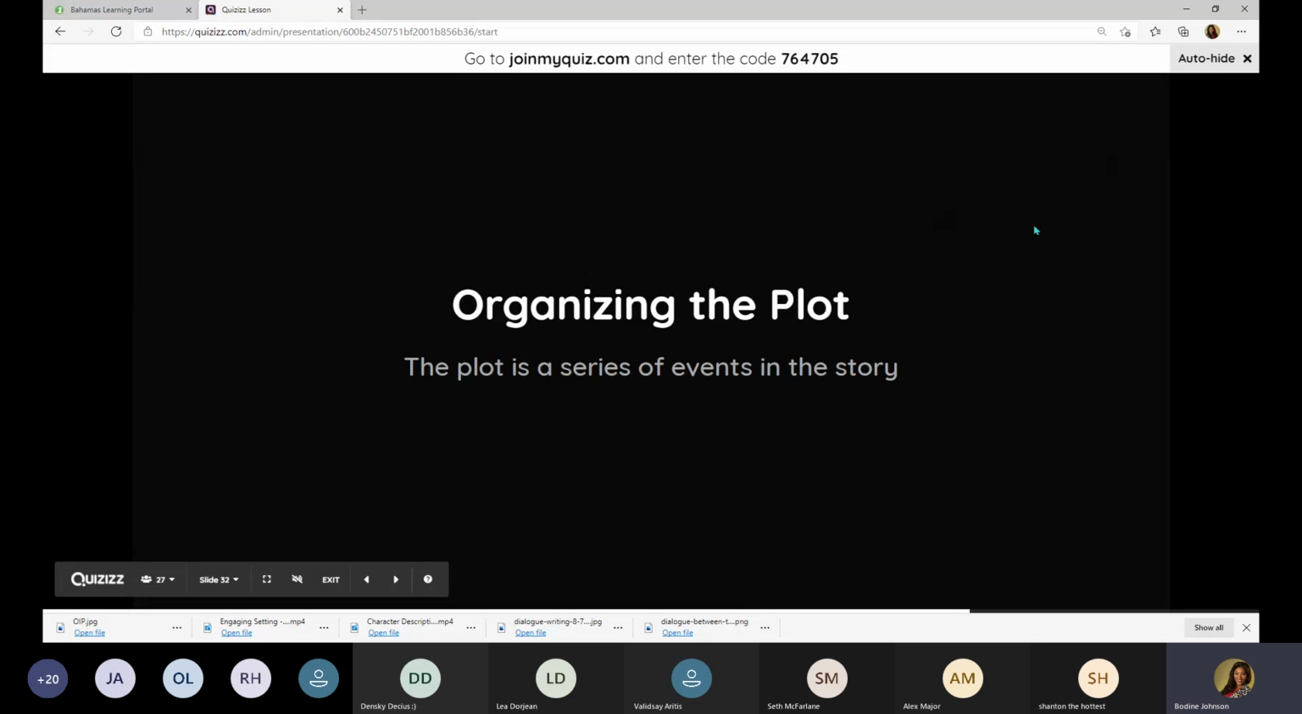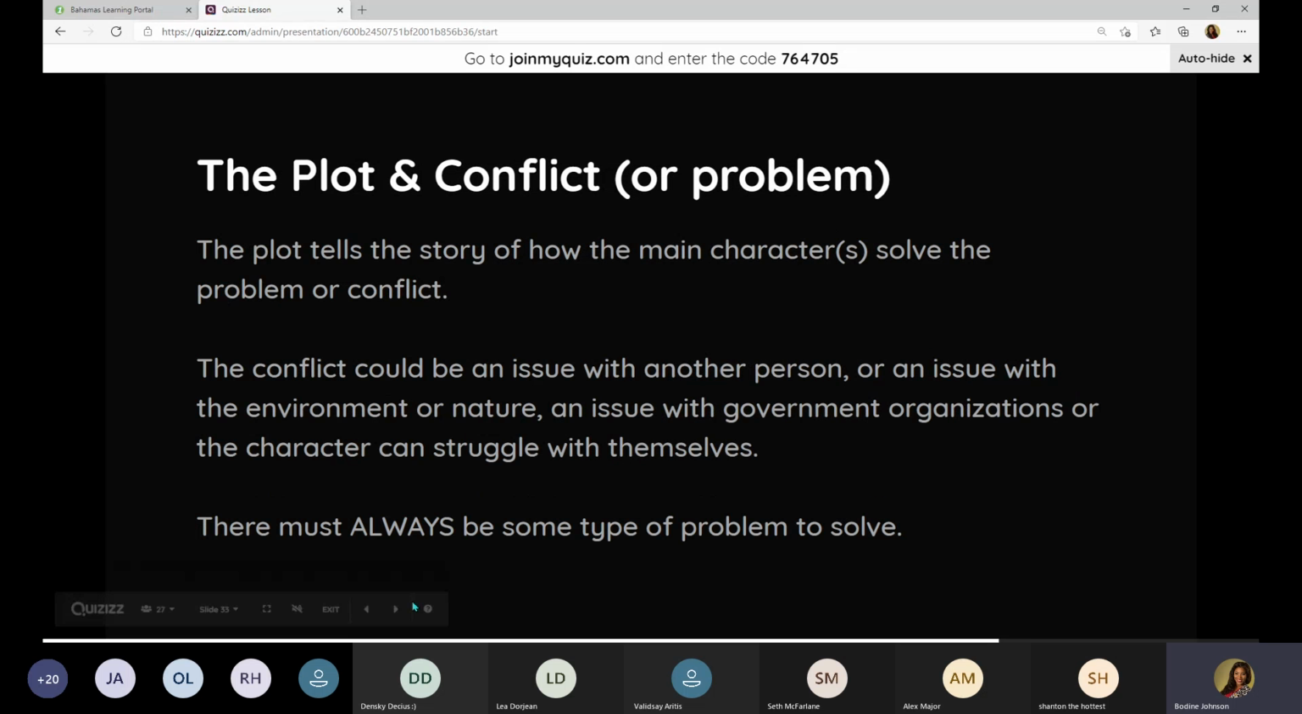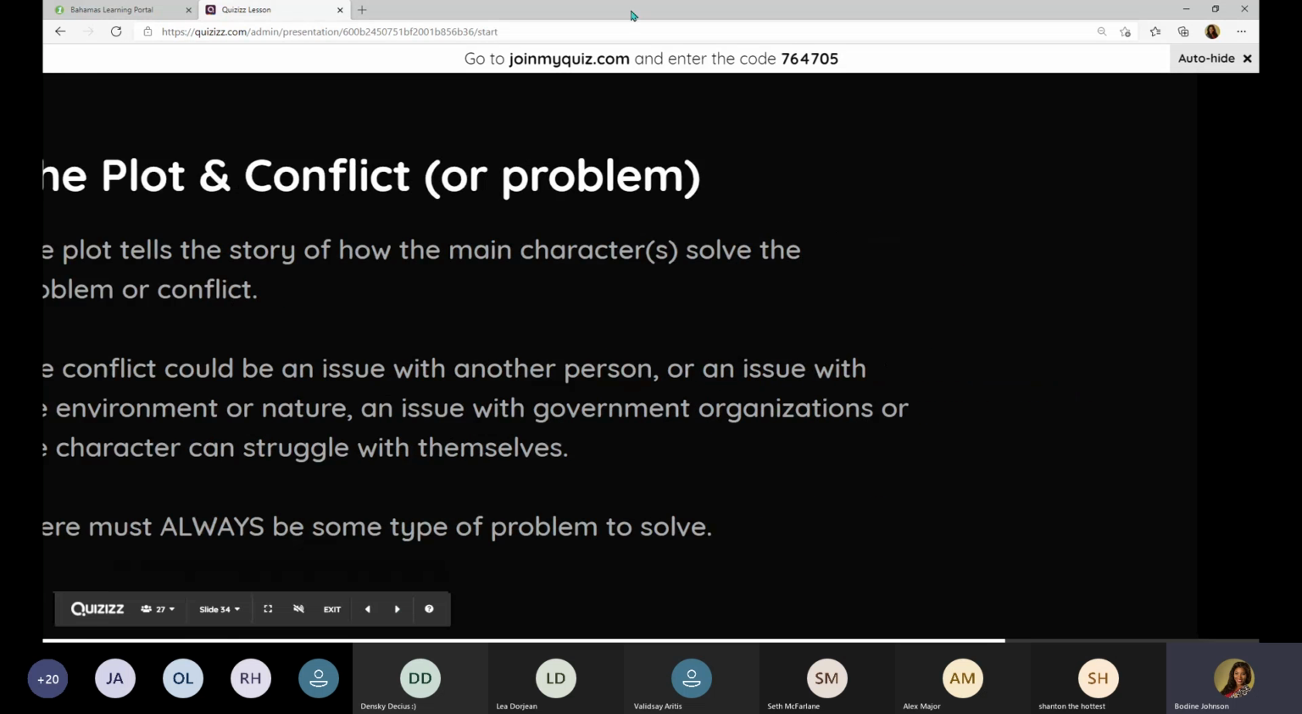Organizing the plot. Now, the plot is a series of events in the story. When we create the plot, it has to also have a conflict. The plot tells a story of how the main character solves the problem or the conflict. The conflict could be an issue with another person or an issue with the environment or nature. It can be an issue with government, organizations, or the character can struggle with themselves. There must always be some type of problem to solve. No matter how big, no matter how small, there has to be a problem that needs to be solved.